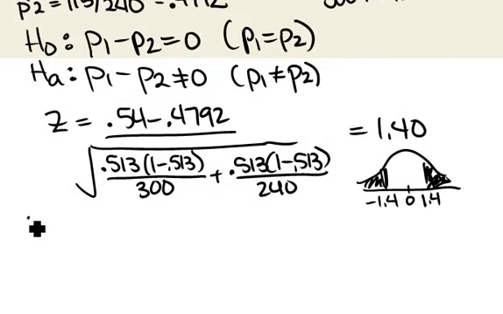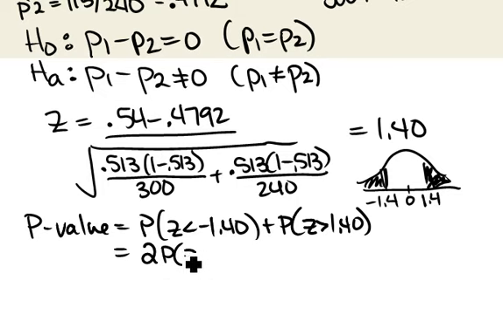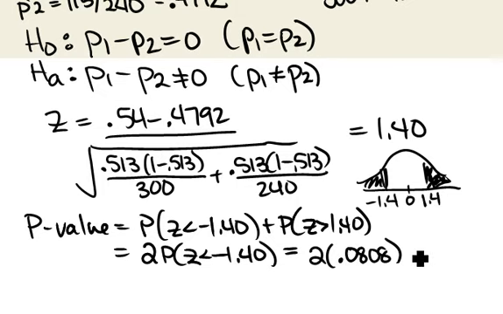So if we wrote it out, we would do the probability that z is less than negative 1.40 plus the probability that z is greater than positive 1.40. These are equivalent though, so this is 2 times the probability z is less than negative 1.40. And I just chose that one because that one we can get directly from the table. So if you go look for negative 1.4 in the margin of your normal table, what you'll find for the probability is 0.0808. We're multiplying that by 2 to get the probability in both tails. So we get a p-value of 0.1616.